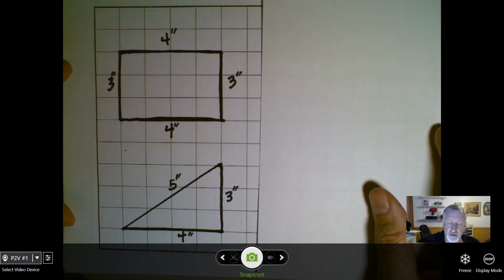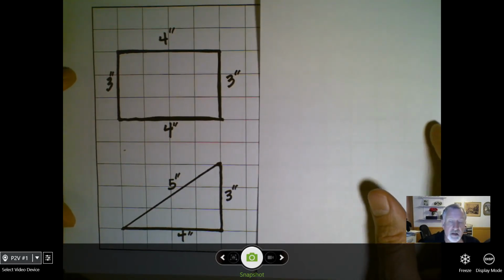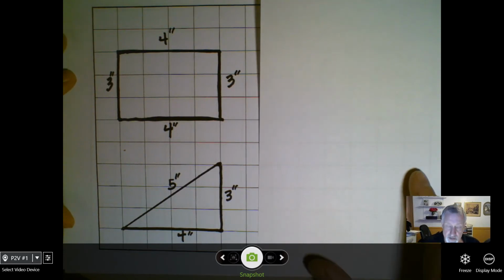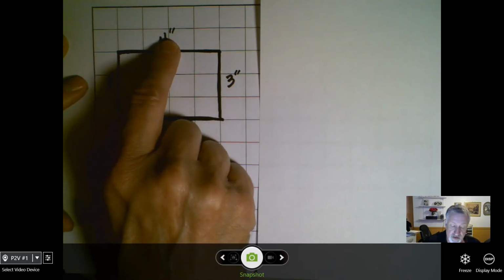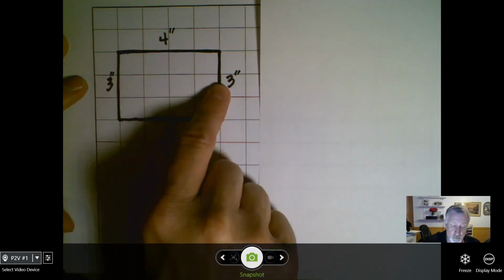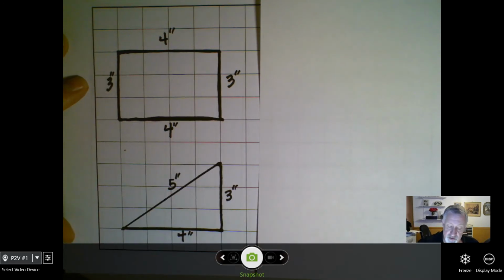And as a reminder, when we were talking about area, we always said when we report area, we report it in square units. In this case, it would be square inches. So we would multiply 3 times 4 to get 12, and that would be 12 square inches.